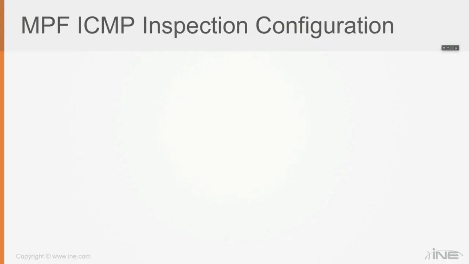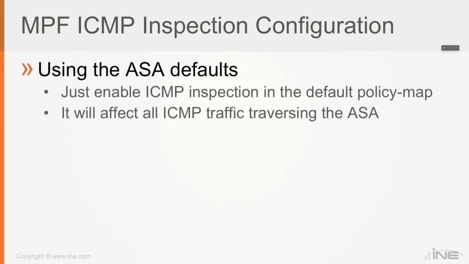So configuration wise, let's say we want to inspect ICMP, which is not inspected by default. If we make use of the ASA defaults, like the default class map, the default policy map, and the default policy map being applied globally, we just need to enable ICMP inspection in the default policy map, and that's it. Which means it's going to affect all ICMP traffic traversing the ASA because the policy map is globally applied.